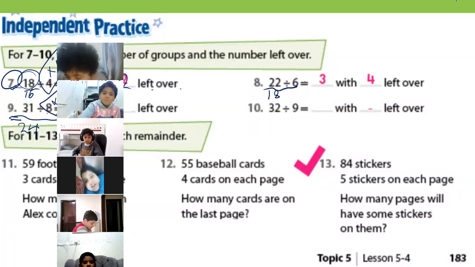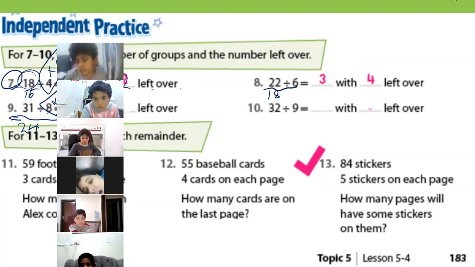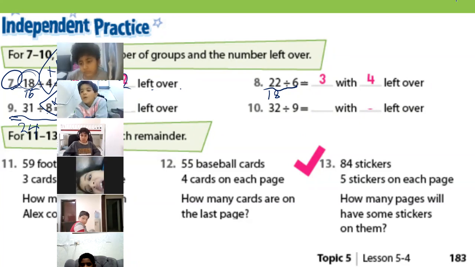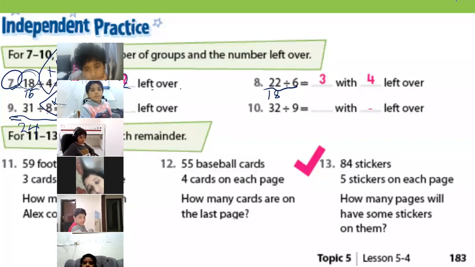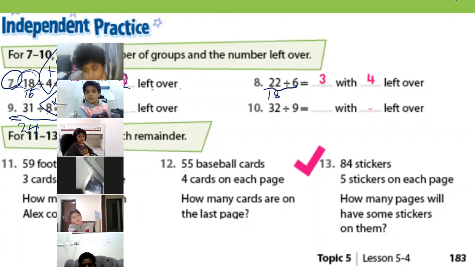This is the new concept of the lesson today. We want to focus more on them. We want to revise all the timetable, the basic facts of the lesson today. If you forget the timetable, you cannot continue with this lesson. You will not understand this lesson. Try to revise the timetable again today. Tomorrow is going to be the same lesson.